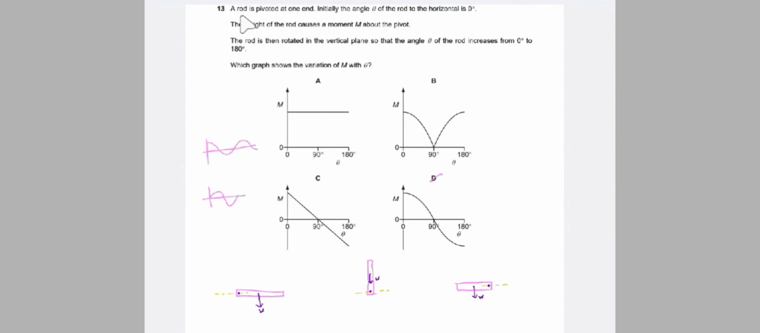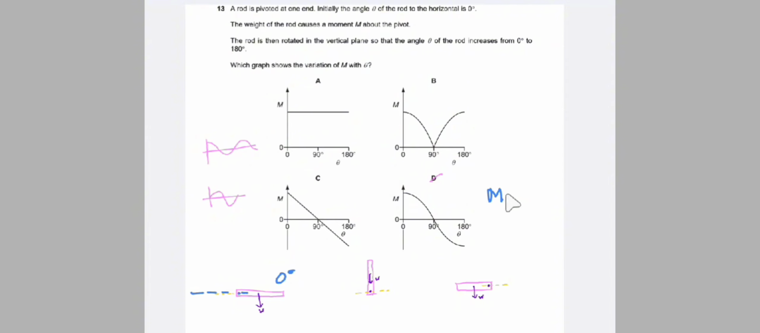Question number 13. A rod is pivoted at one end, that is at this end. Initially the angle theta of the rod to the horizontal is 0. That means with respect to the horizontal, the angle of the rod is 0 degree. The weight of the rod causes a moment m about the pivot. So the weight of the rod, which is obviously acting at the center, causes a moment m about the pivot.